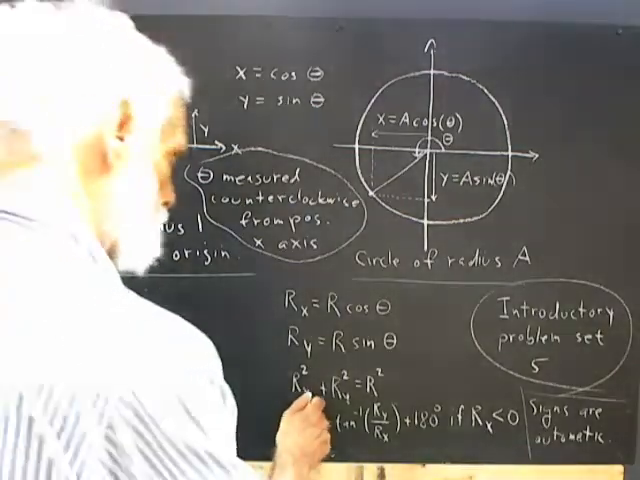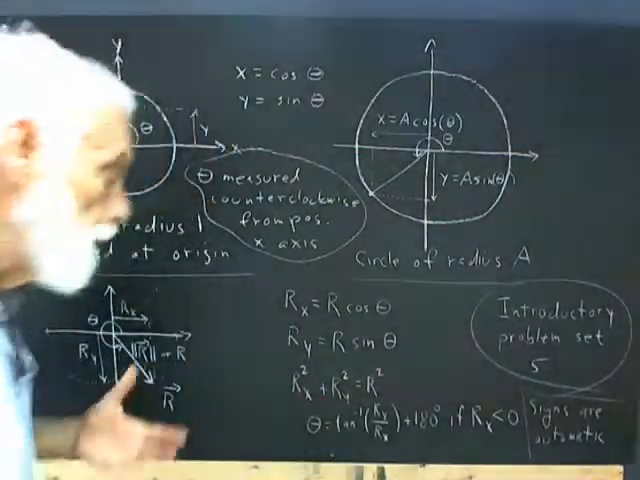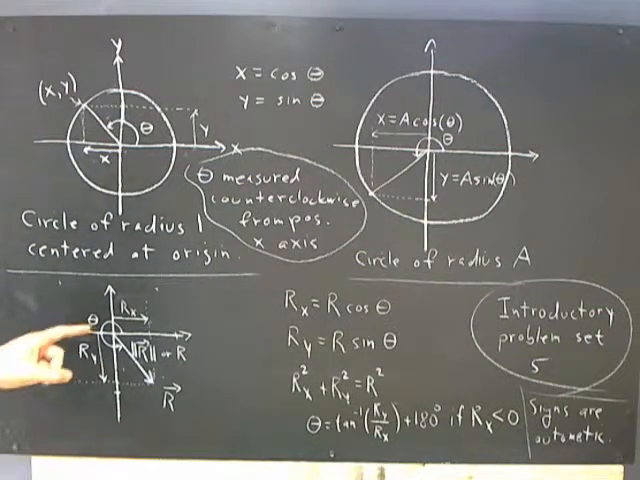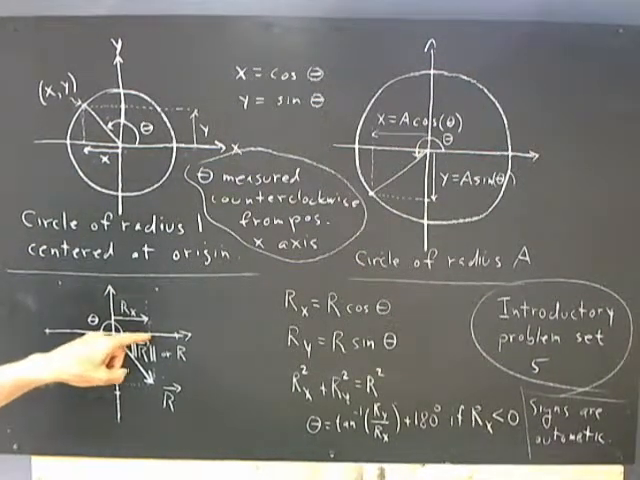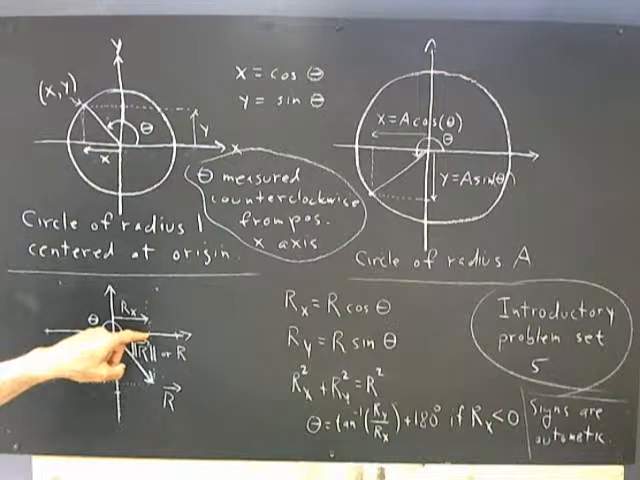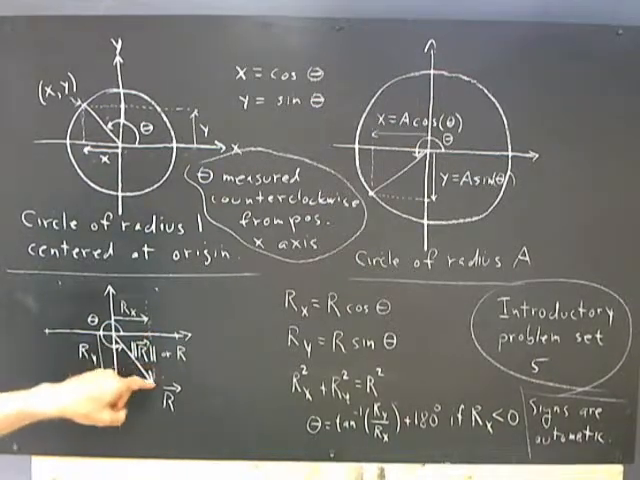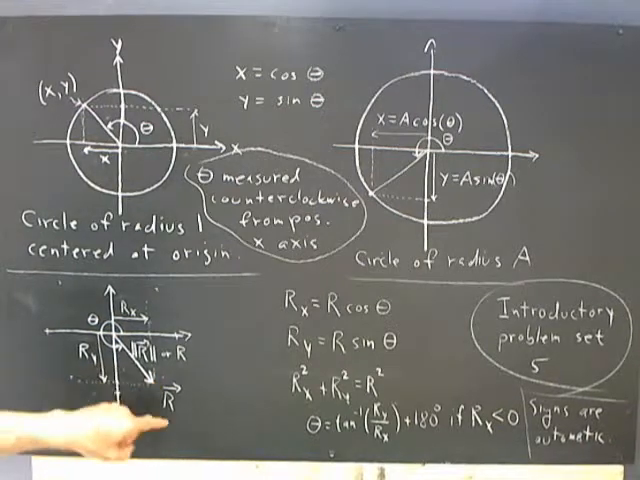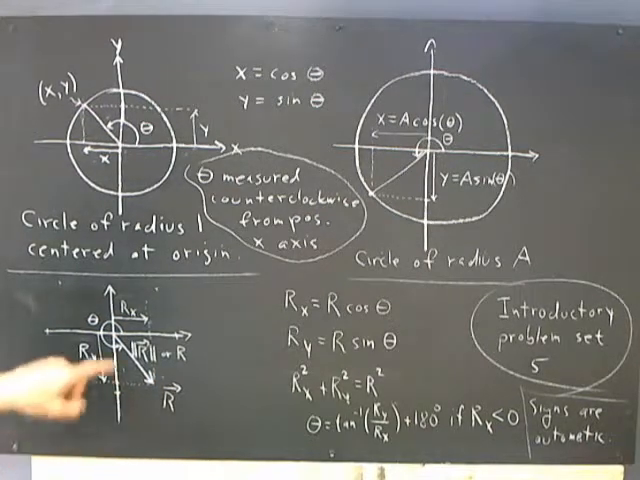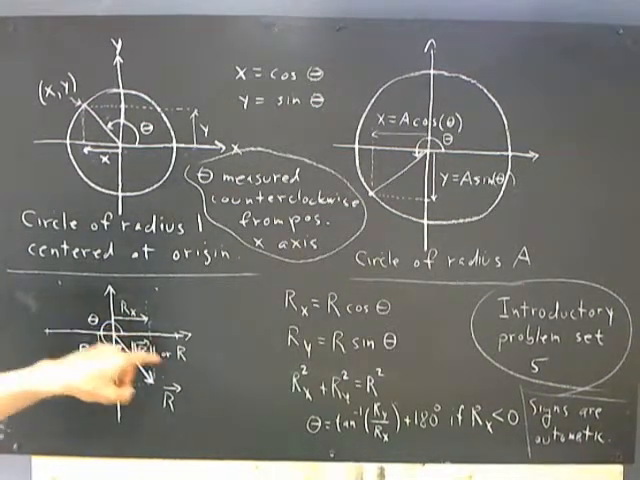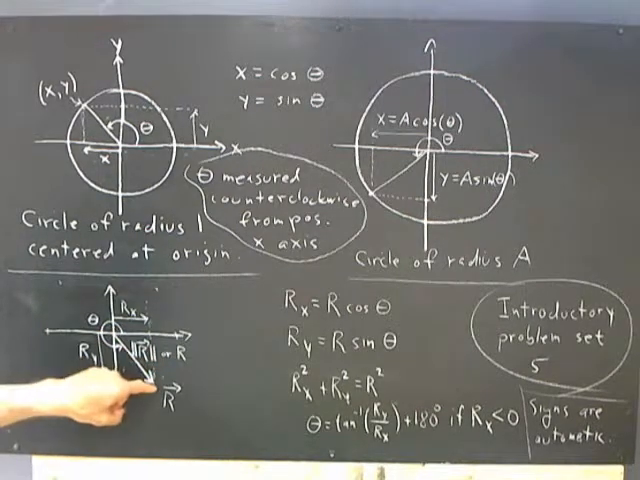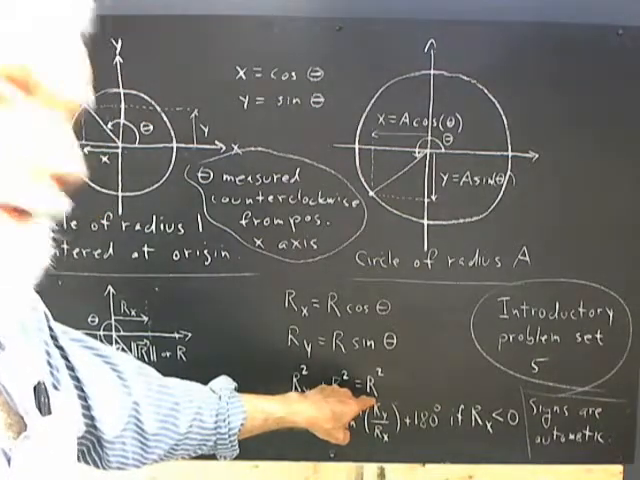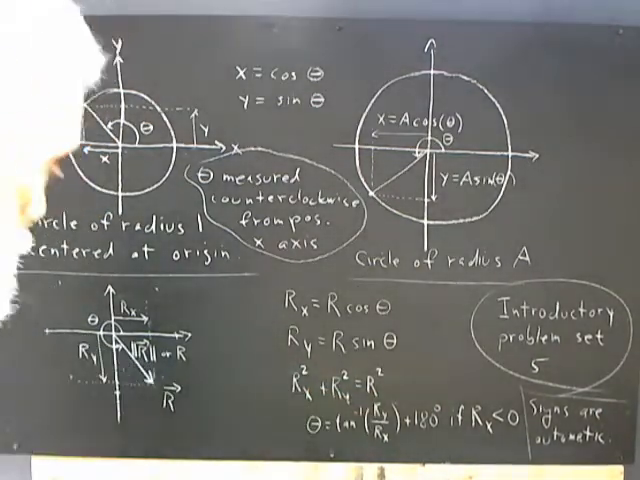Now, by the Pythagorean theorem, we can see that Rx is the length of the side of a right triangle, and Ry is the length of another side of a right triangle whose hypotenuse has magnitude of r. So the square of this side plus the square of this side has to equal the square of this side, so that Rx squared plus Ry squared has to equal r squared.